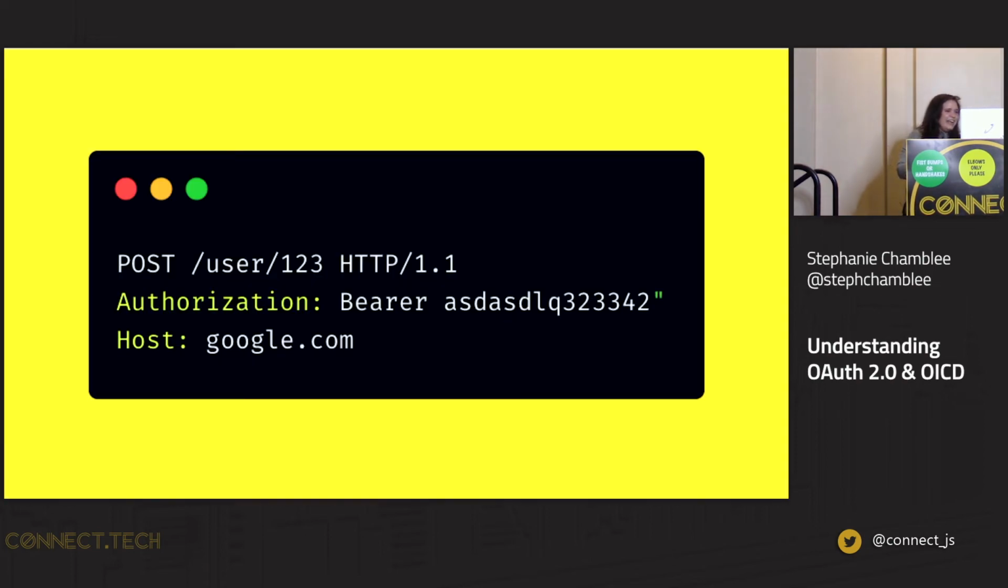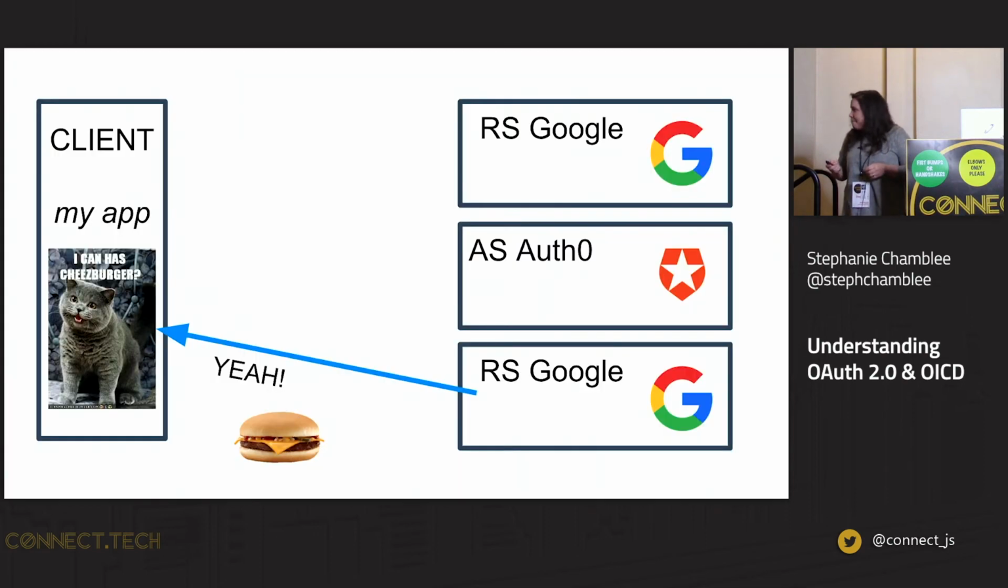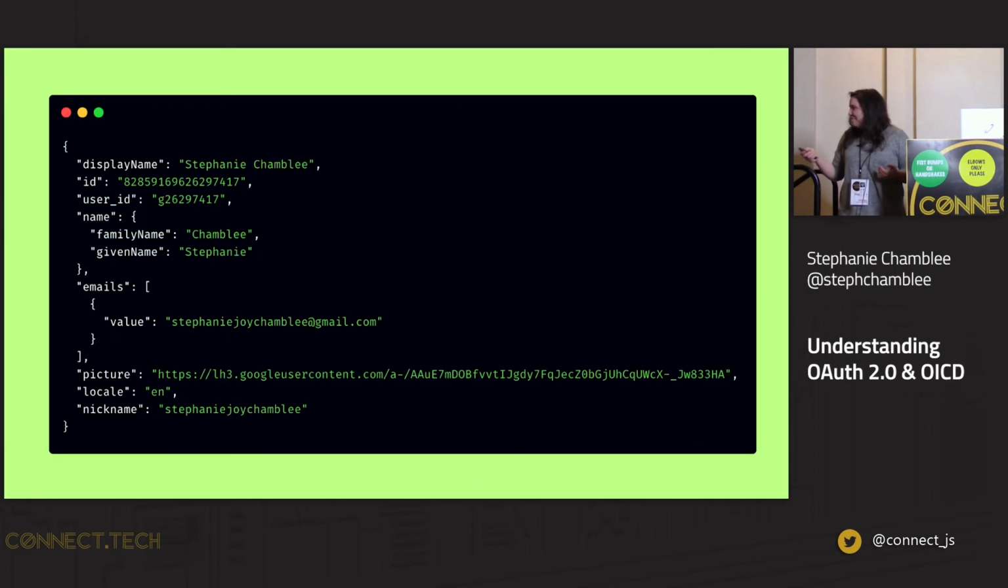And finally, they use the access token as a bearer token in the authorization header. And finally, Google is able to offer that data to the client application, represented by a burger. And this is the user's data.